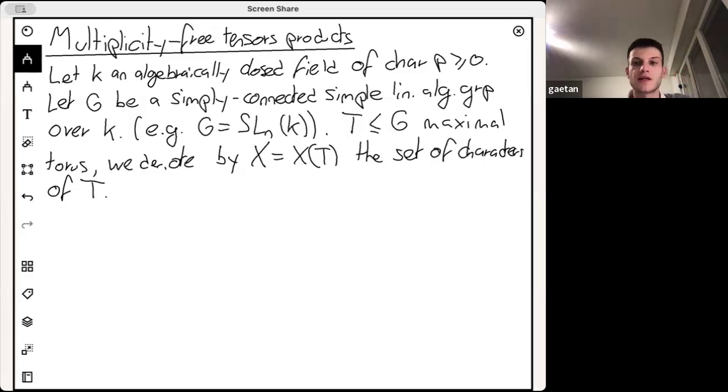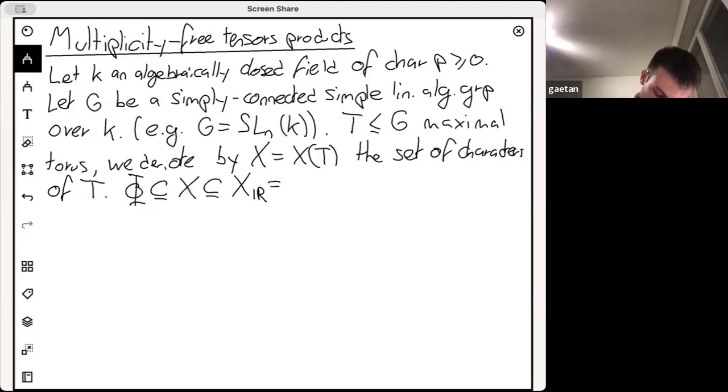So inside this set of characters, we have a root system, which we will denote by Phi. Sometimes it will be more convenient to consider not only the set of characters, which is a discrete set, a lattice isomorphic to Z^n, but to see it inside a Euclidean space. So we tensor the set of characters with the real numbers in order to have a real vector space, which I will denote by X_R, which is just X tensor R.